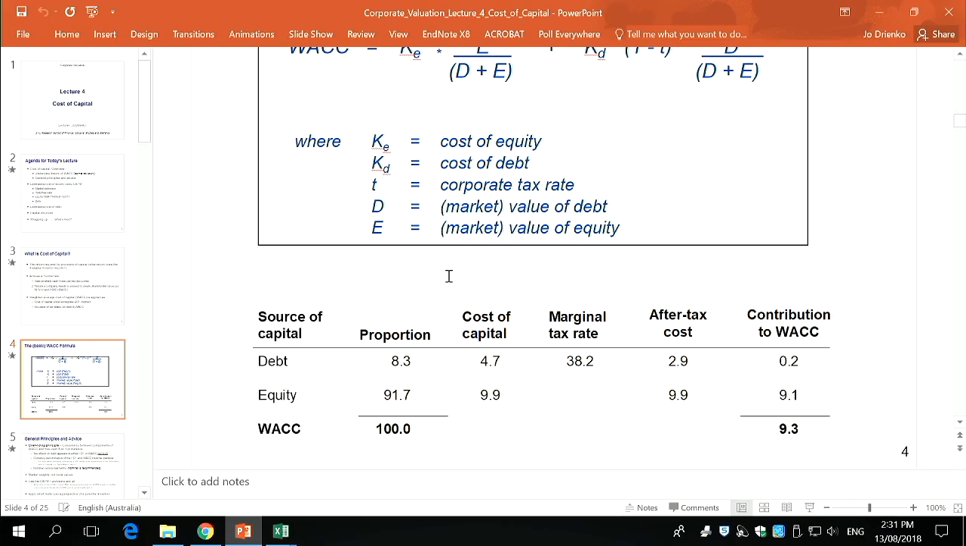2.9 multiplied by 0.083 will give you the contribution to the WACC of 0.2. And 9.9% multiplied by 91.7% will give you a contribution to the WACC of 9.1. So total WACC is 9.3, just the sum of the two sources of external capital. The calculation is just multiplying numbers. That's not hard. What's hard as analysts is coming up with these numbers. Where do these numbers come from? How are they calculated? Right?